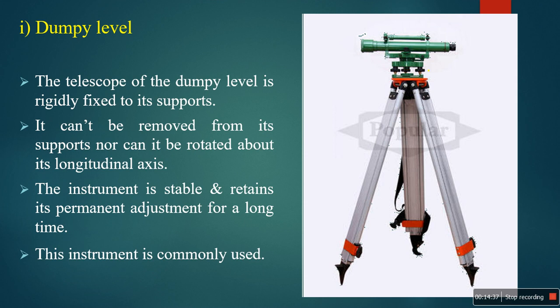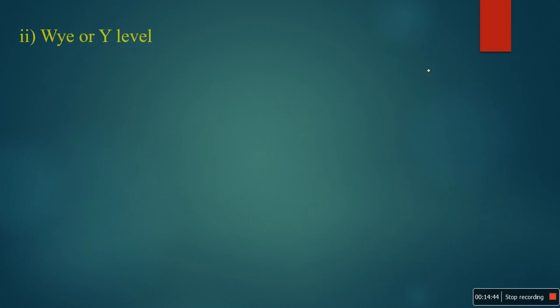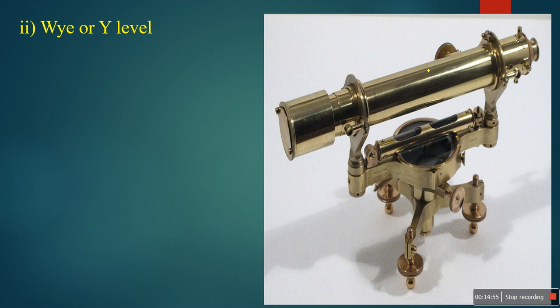This is the most commonly used instrument in leveling surveying. Then the second one is the Y level. You can write WYE, or simply write Y level. This is the typical diagram of our Y level.